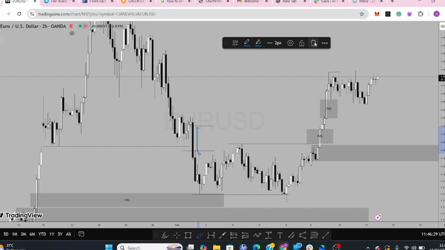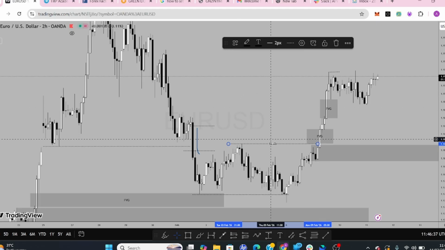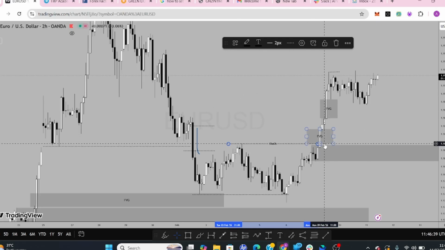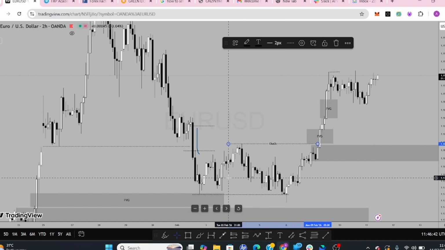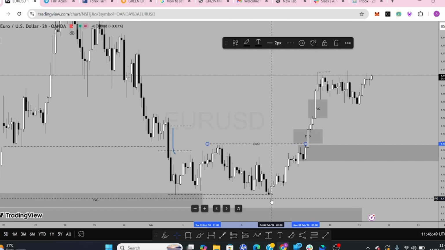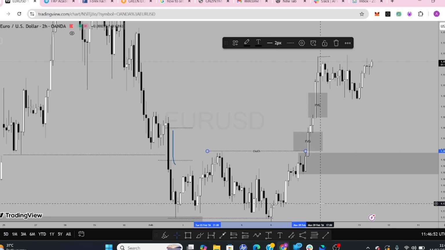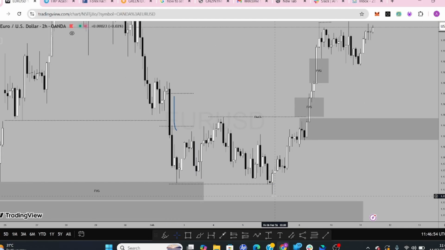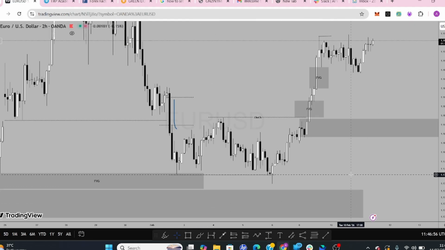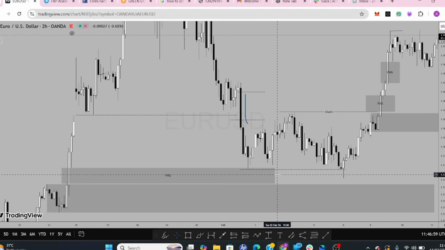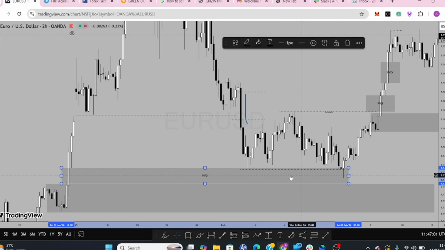Let me even mark this very well so that you understand what I'm talking about. So this is the change of character right here. Price breaks the previous lower high. Then boom, it starts going to the upside. So the moment you see a liquidity sweep, some people that are very aggressive, once they spot this liquidity sweep and it is sitting maybe in a fair value gap, like I marked, this is a fair value gap. Price is expected to fill a fair value gap and start bouncing from it.